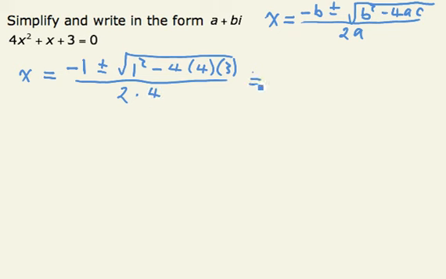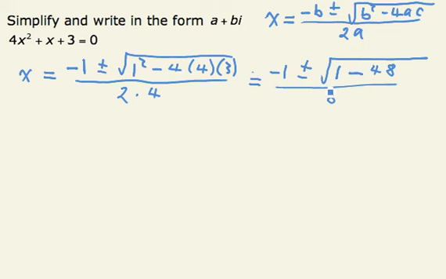If we do a little bit of arithmetic, we get minus 1 plus or minus the square root of 1 minus 48 divided by 8, which is negative 1 plus or minus the square root of negative 47 divided by 8.